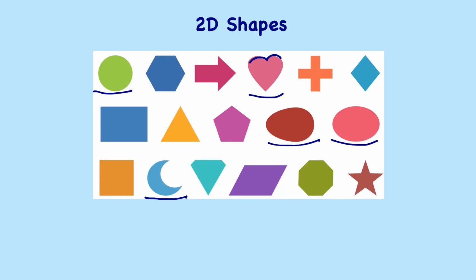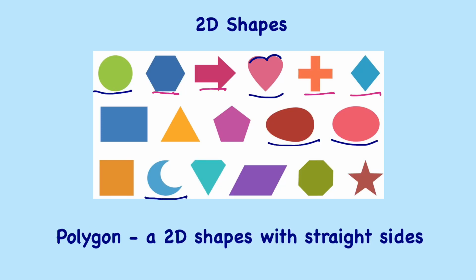What do you notice about the other shapes? Well, I can see that the other shapes have straight sides. All the sides are straight on these shapes. There are no curved sides. You might have heard the word polygon before. And a polygon is a 2D shape that has straight sides.